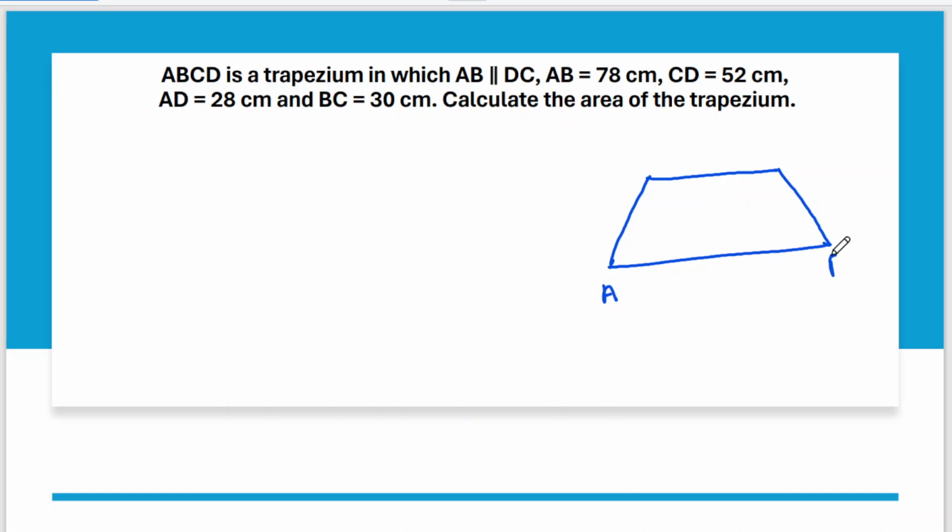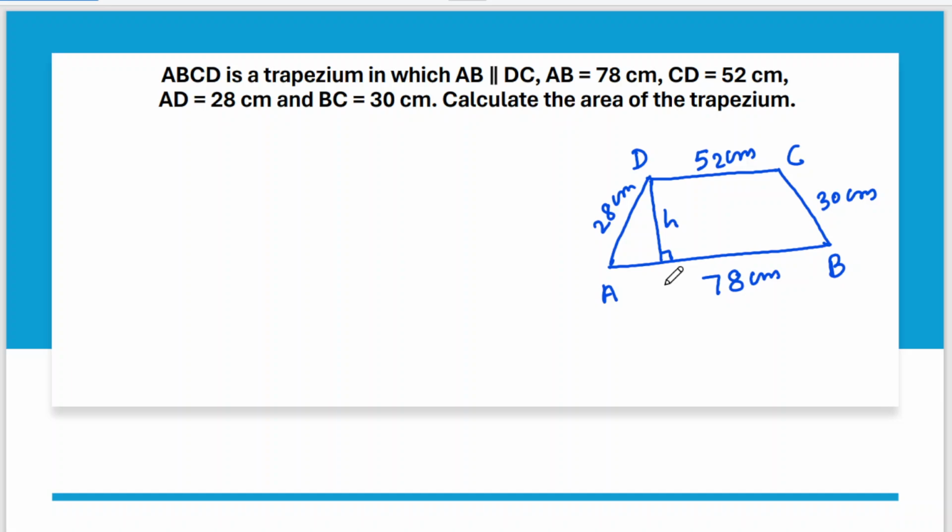Okay, so this is A, this is B, this is C and D. So let me write all the units. This is given as 78 centimeter. This is given as 52 centimeter. Okay, and AD is given as 28 centimeter and BC is given as 30 centimeter. Okay, now if I draw a perpendicular from D to AB, will I get a height of this trapezium? Yes.